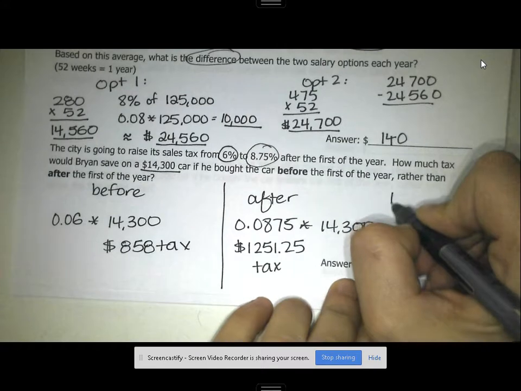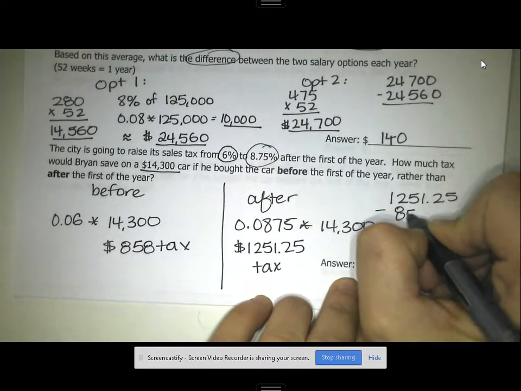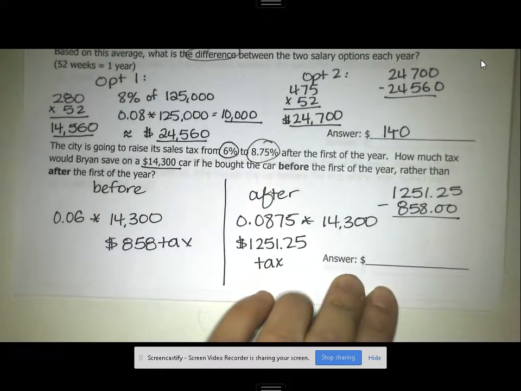You're going to have to do $1,251.25 minus $858. And you're going to get that he saves $393.25.